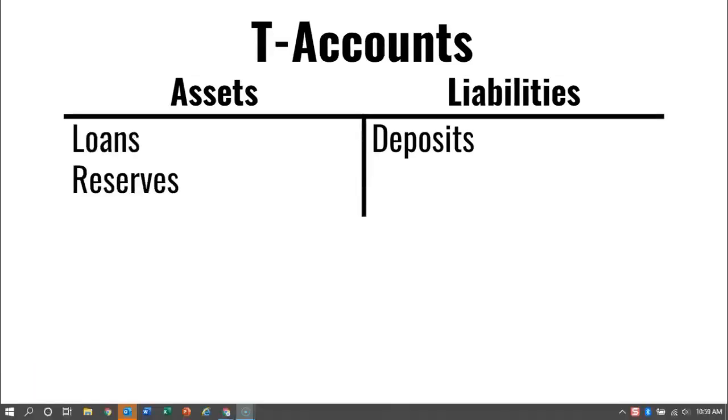And then on the asset side, you have loans and reserves. Loans particularly because people have to pay the bank back for the money that they have been lent. And so we're going to use these T accounts here in just a moment to track how the banking system is able to, quote, create money through the lending process and through the reserve process.